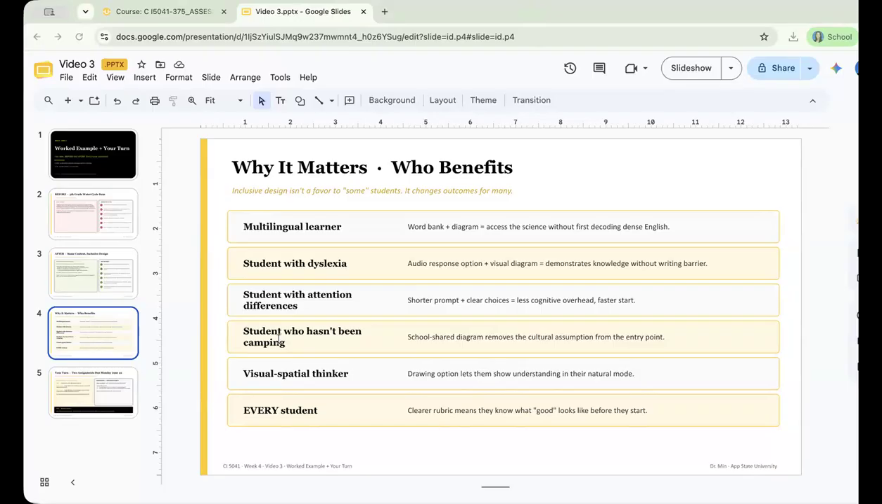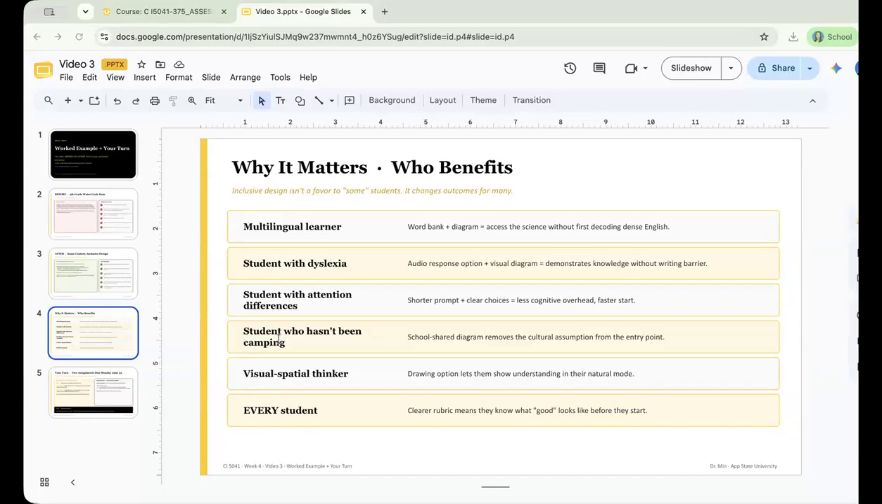A student with dyslexia walks into the after version. They pick the audio response option. They explain the water cycle out loud. They demonstrate full understanding without the writing barriers that would have hidden their knowledge in the before version. A student with attention differences: the shorter prompt and the clear choices mean less cognitive overhead at the start. They can start working faster, which helps with sustained attention.